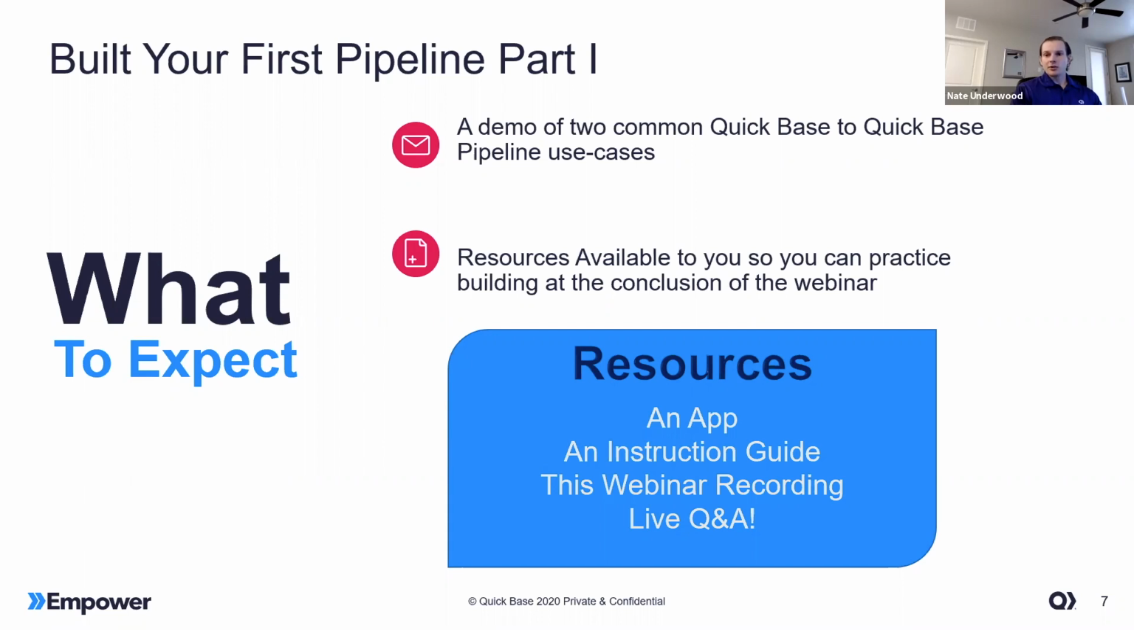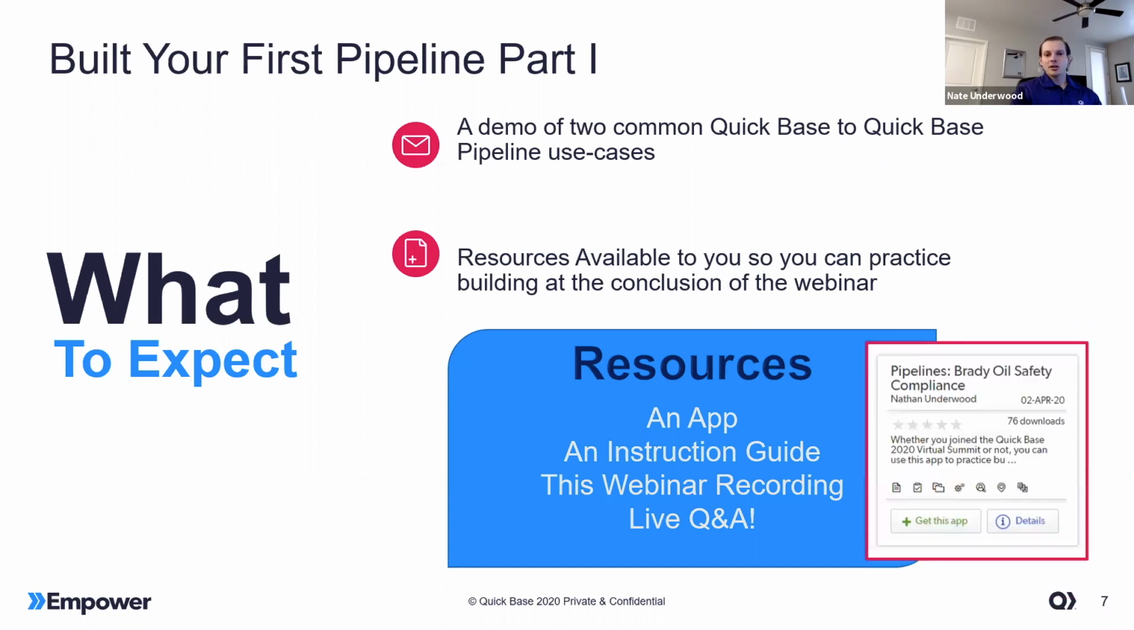So resources will include an app. You can find this on the Exchange. You can see the title of it right here. Really just search Brady Oil and it should be the only one that pops up. A resource guide. This will include the use case I covered today and tomorrow, and also step-by-step instructions with screenshots. So it should be really helpful as you're going and building these pipelines.